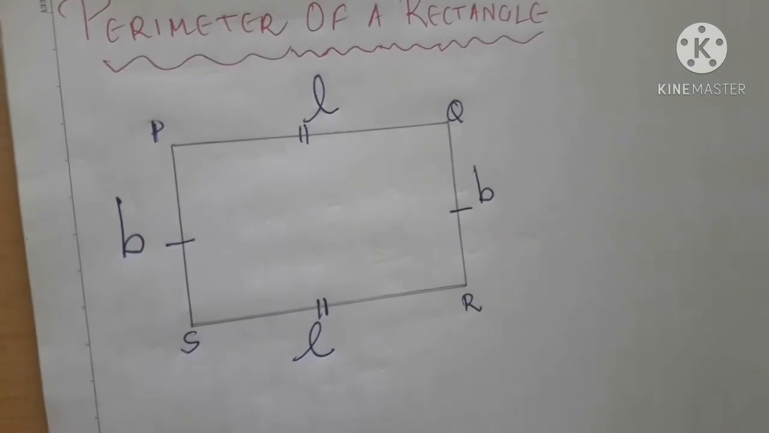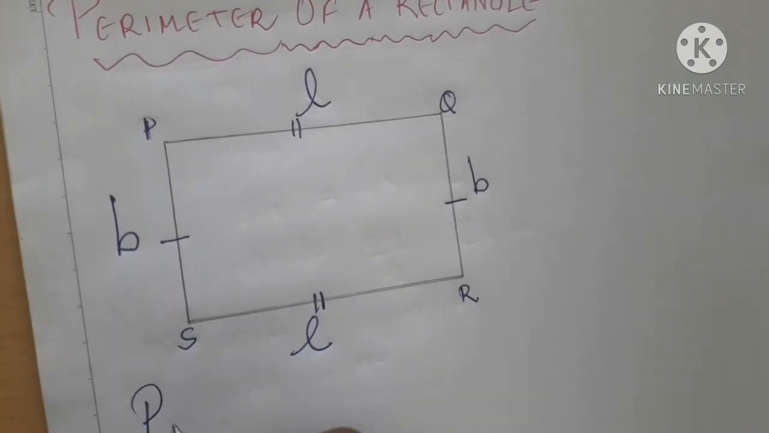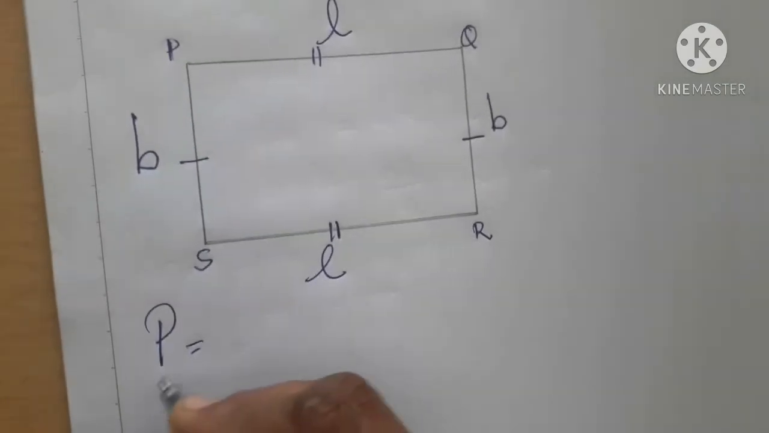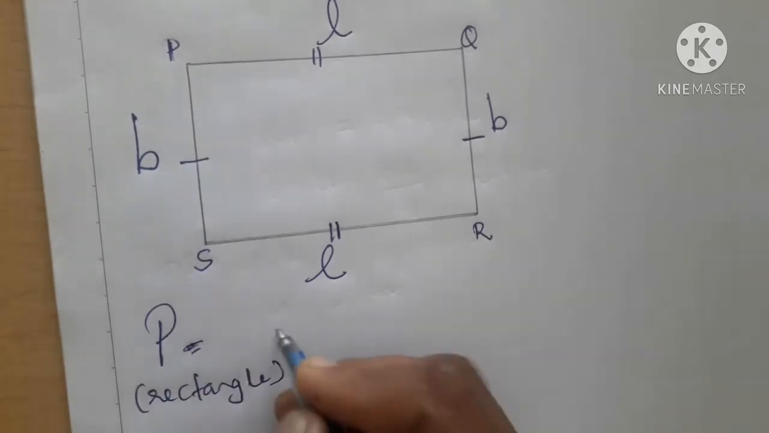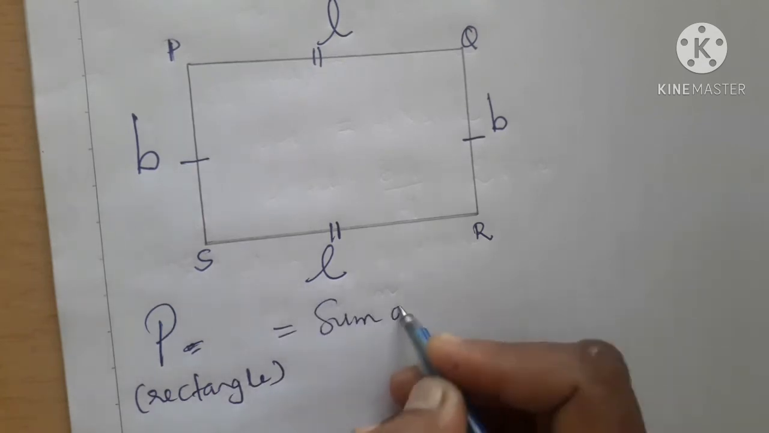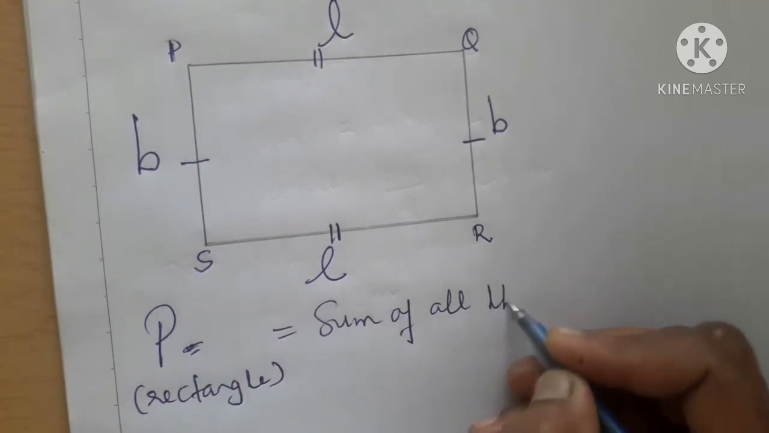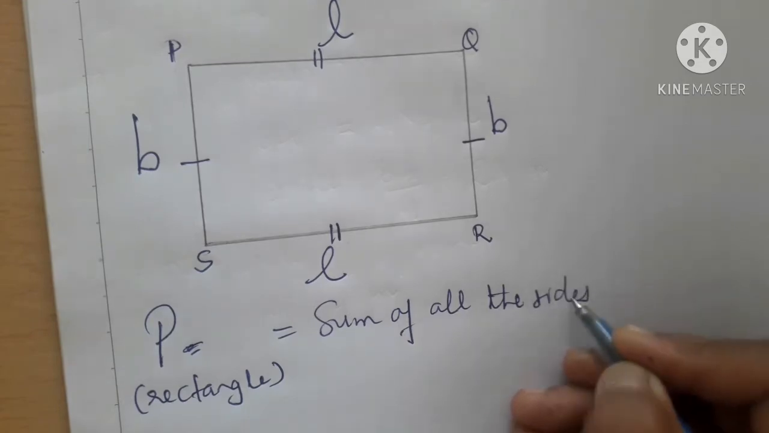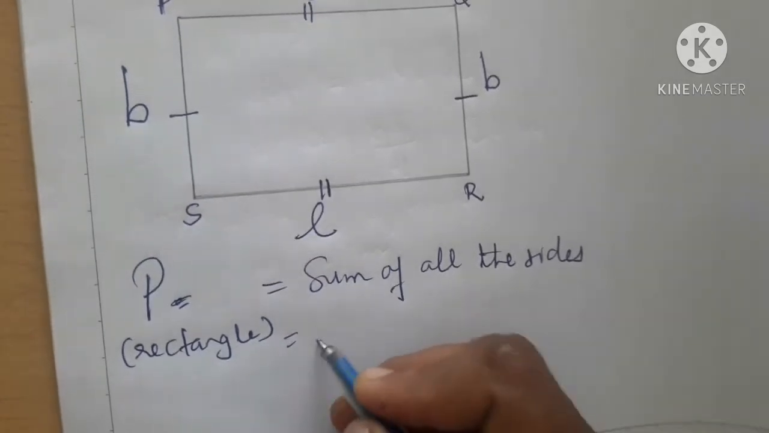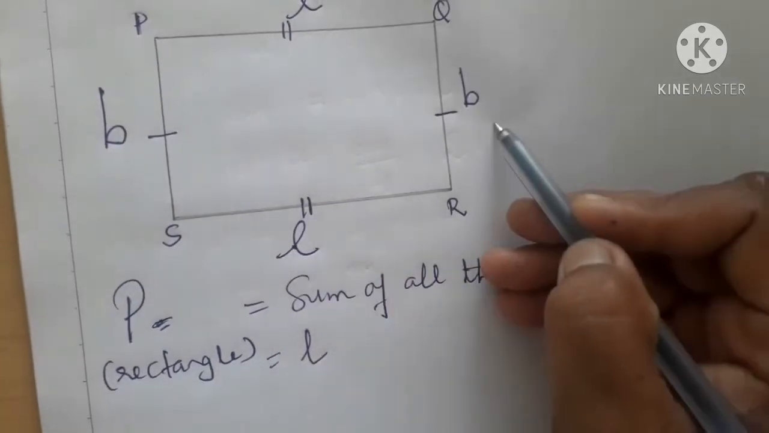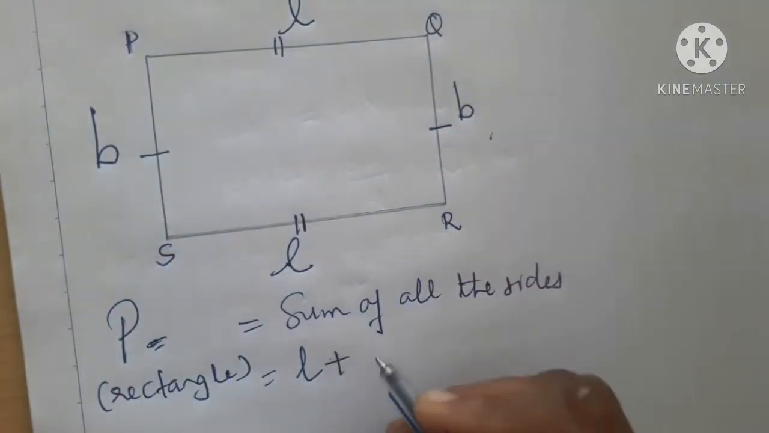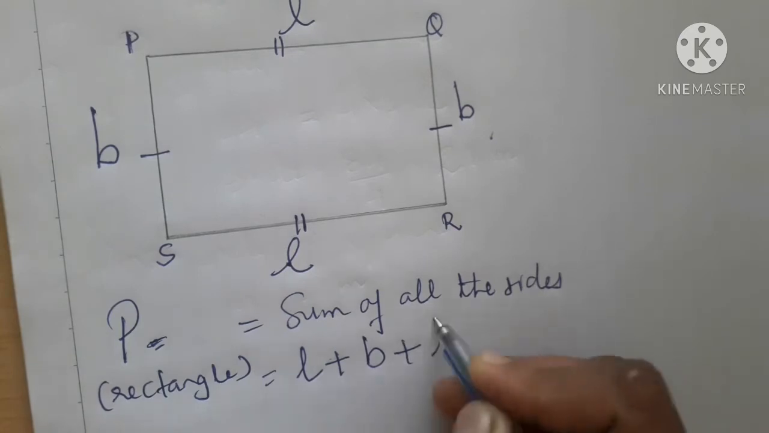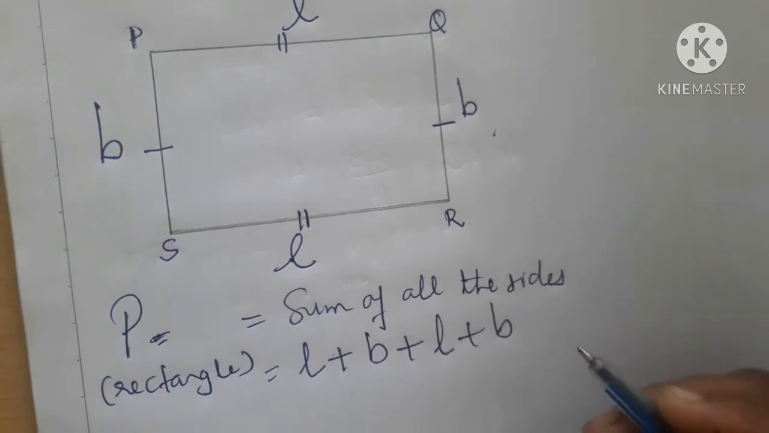Now here, when you have to find the perimeter, I can write it as perimeter of a rectangle, that is sum of all the sides, right? Now which are the sides given here? That is, here you have length, then breadth, again length and breadth. So here L plus B plus L plus B, right?